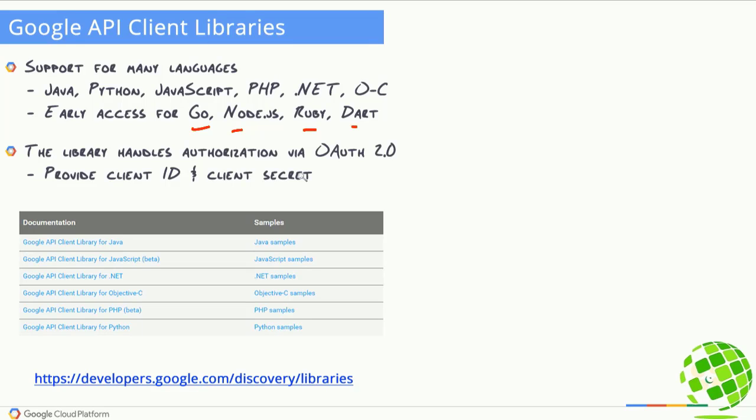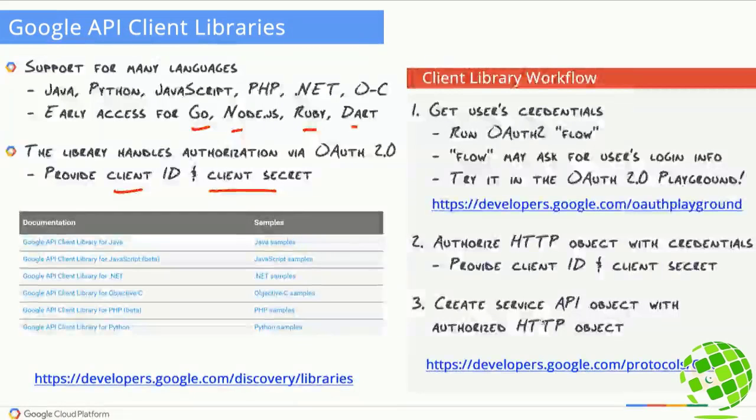What we do is go into the Developers Console, we generate the credentials, which will give us a client ID and a client secret, and we just simply pass these through the client library, and it will go through the OAuth flow for us. So here's a very common workflow when working with these APIs through the client library. The first thing we'll do is get the user's credentials, which means we're going to kick off that OAuth 2 three-legged flow. The flow may ask for the user's login info. When would it ask for the user's login info? You guessed it, when we, being the application, need to access user data on their behalf.